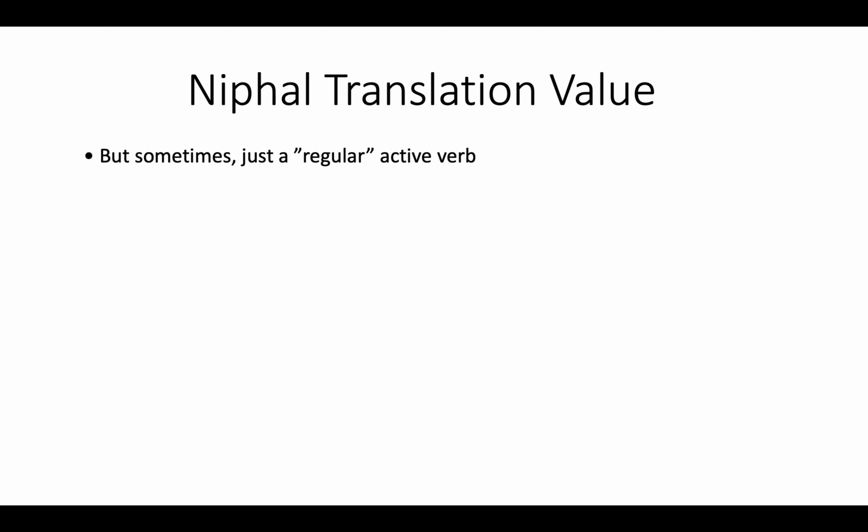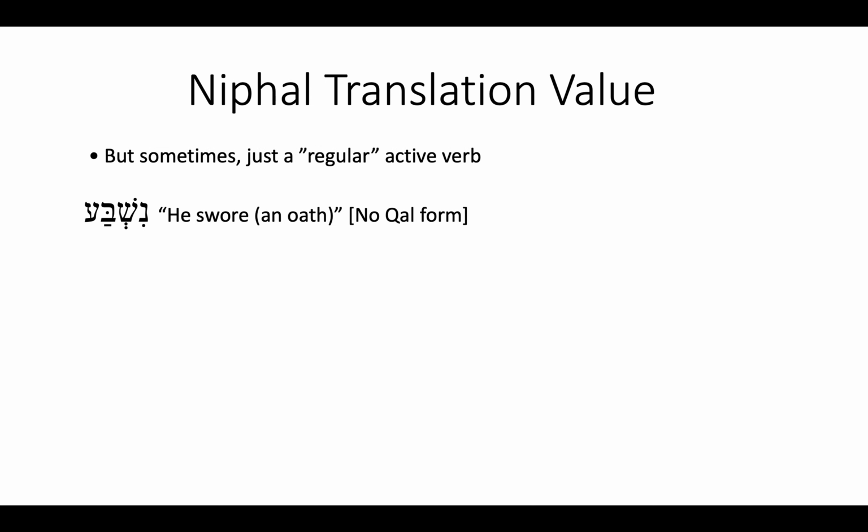But sometimes Niphal doesn't have this passive sense to it. I would say very, very often, maybe 70 or 80%, it does. But there are some verbs that appear only in the Niphal, and they're not passive. At least not to our English sensibilities do we see how they're passive. So they just work as regular active verbs. And the most common of these is nishba, which means he swore an oath or he swore to do something.